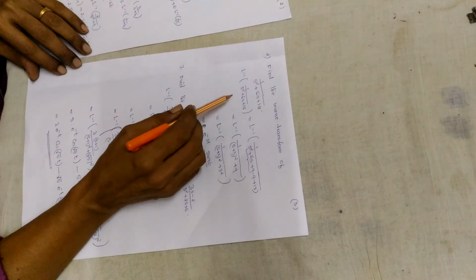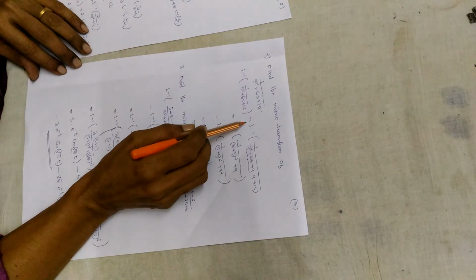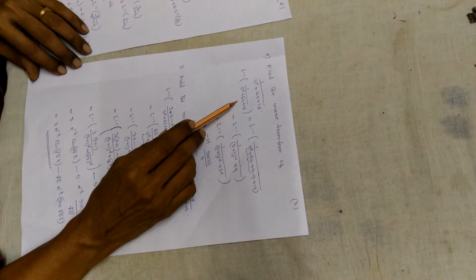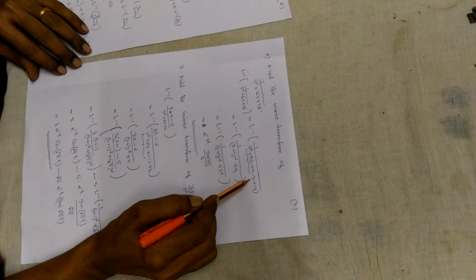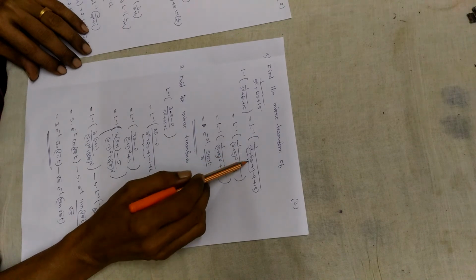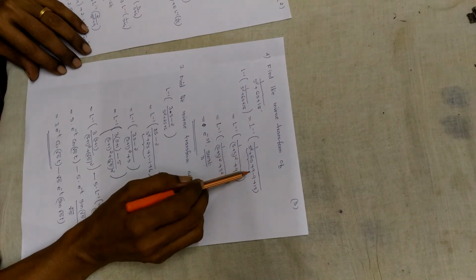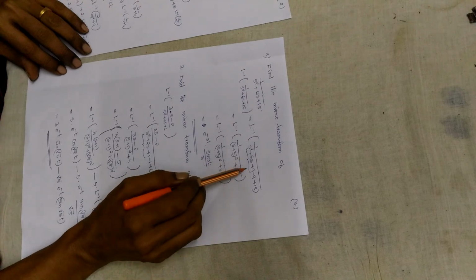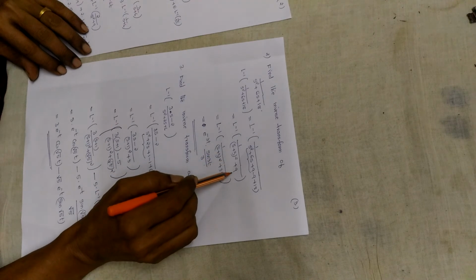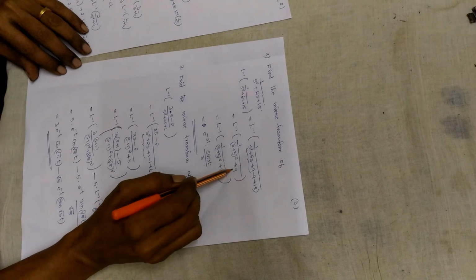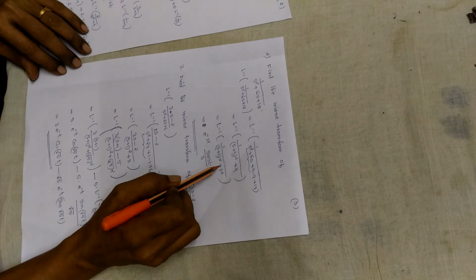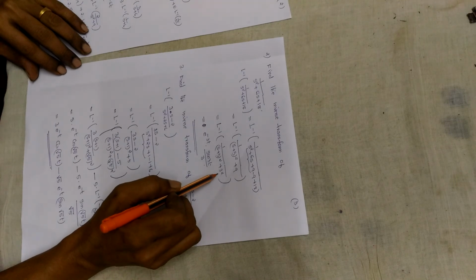So L inverse of 1 by s square plus 6s plus 18 can be written as L inverse of 1 by the denominator s square plus 6s plus 9 minus 9, then plus 18. Add and subtract 9. So we consider the first 3 terms, that is s square plus 6s plus 9. It can be written as s plus 3 whole square. So it is equal to L inverse 1 by s plus 3 whole square plus, minus 9 plus 18, that is plus 9. So it can be written as L inverse of 1 by s plus 3 whole square plus 9, which can be written as 3 square.